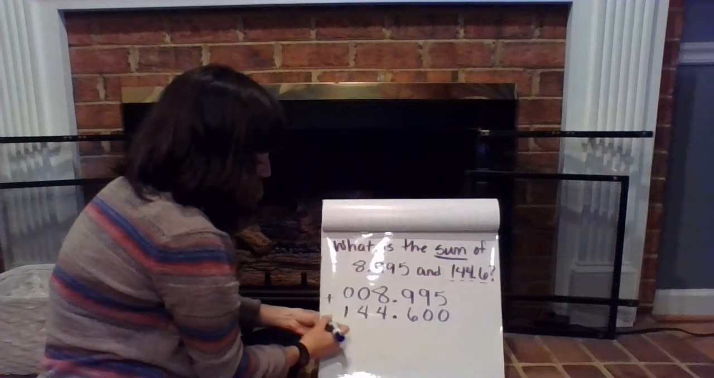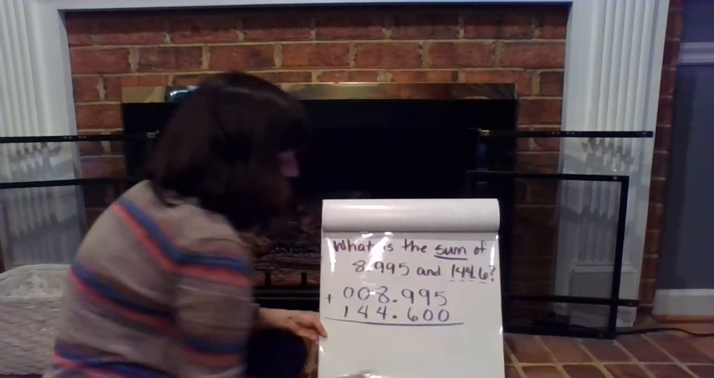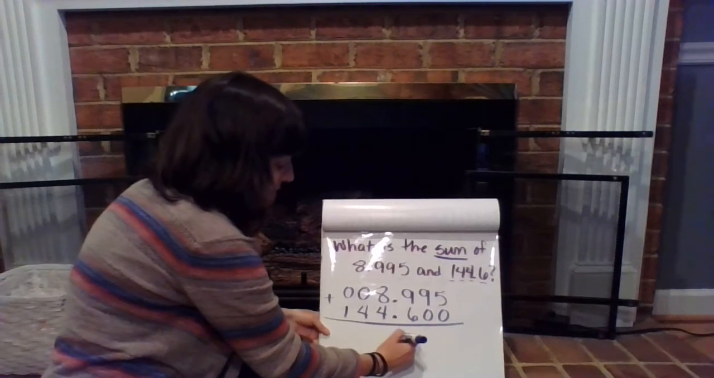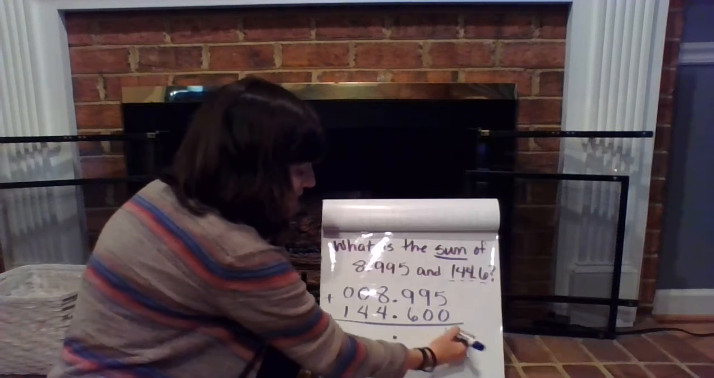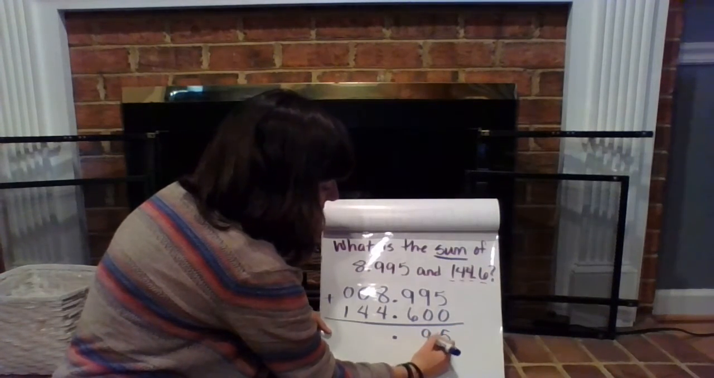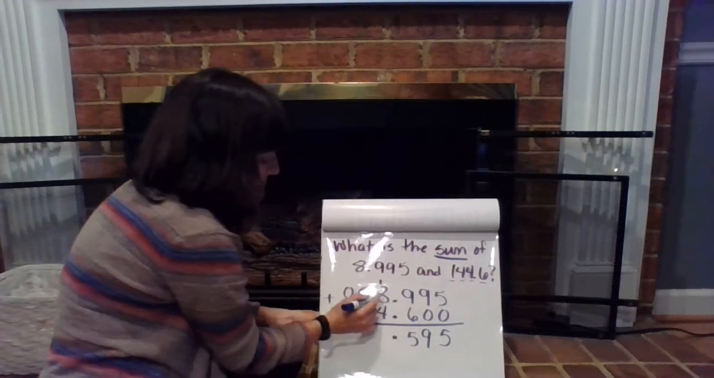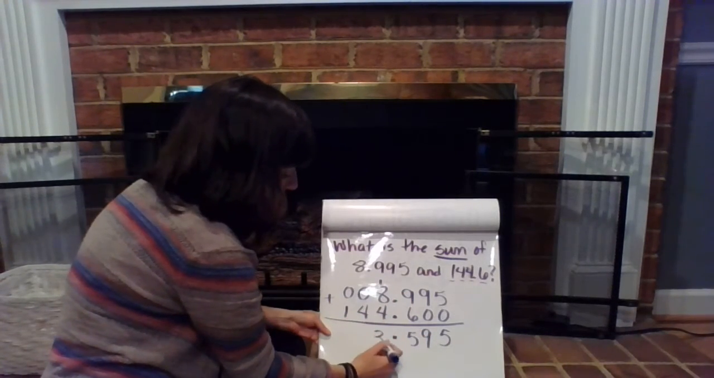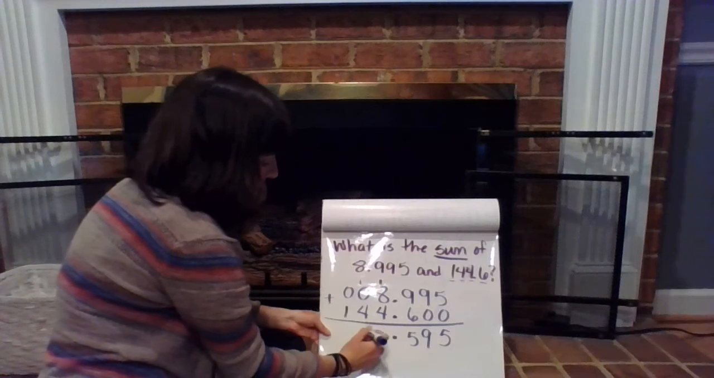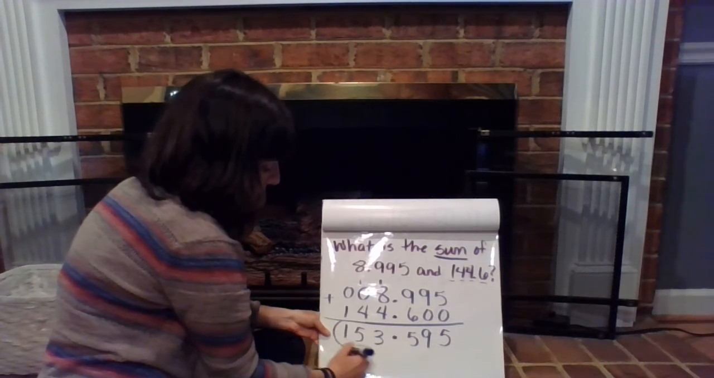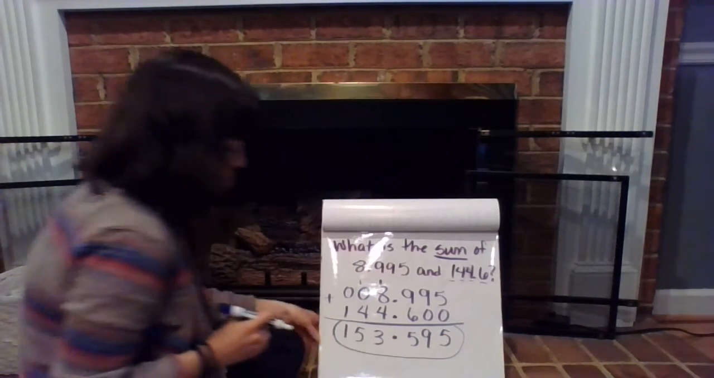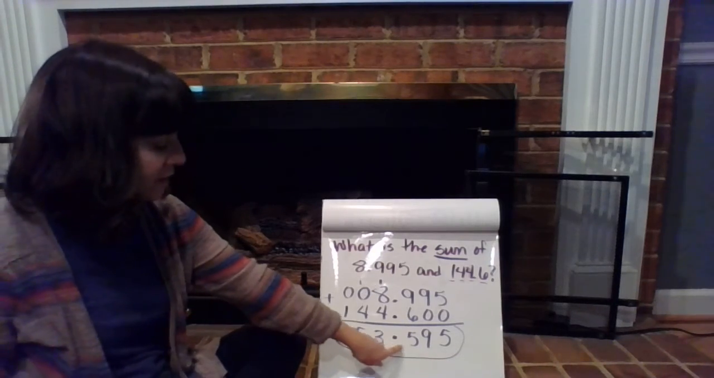The sum means I'm going to add. When I add and subtract decimals, I can bring that decimal straight down. 5 plus 0 is 5, 9 plus 0 is 9, 9 plus 6 is 15, 8, 9, 10, 11, 12, 13, 4, 5, and then 1. So my final answer is 153 and 595 thousandths.